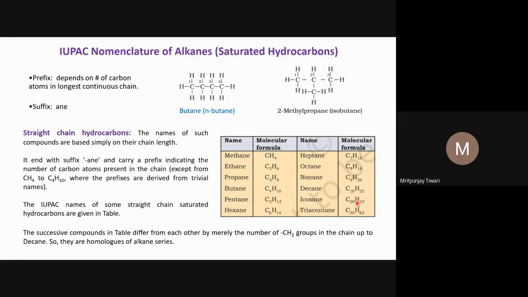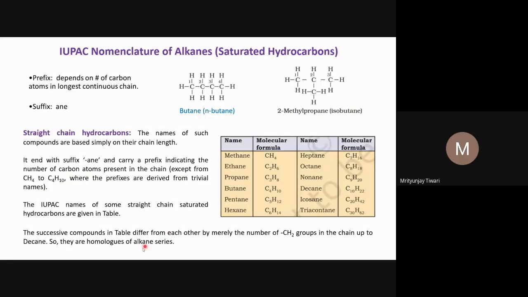So the difference is much larger, and this difference will be 10 times CH2, that is C10H20. If C becomes 10, H will become 20, 2 into 10. This is because the difference is of 10 members. So successively 9 more members are between decane and icosane. Similarly, between icosane and triacontane there are also 9 members between them, so there is also a difference of C10H20 that you see here.